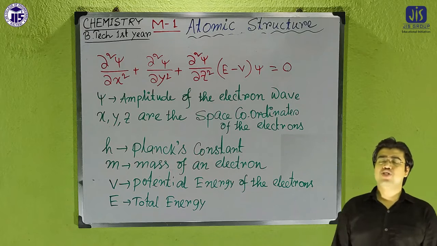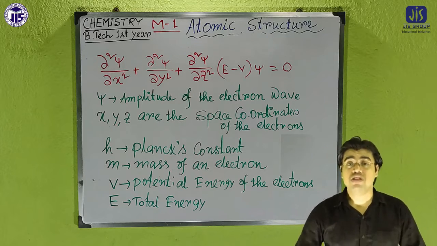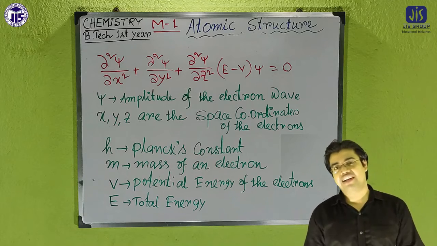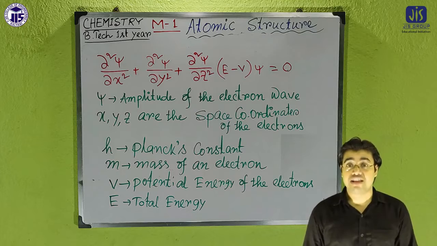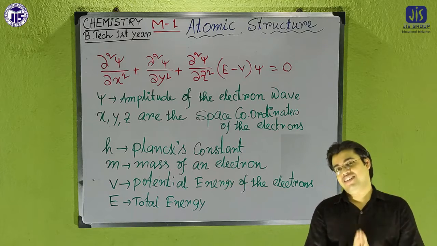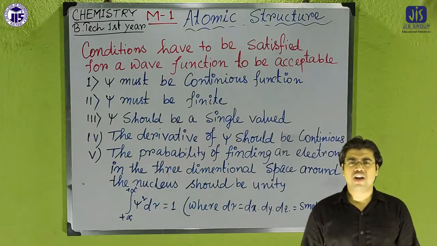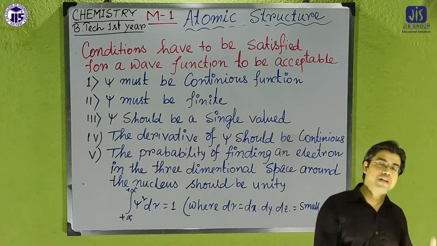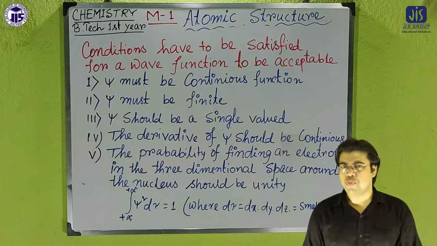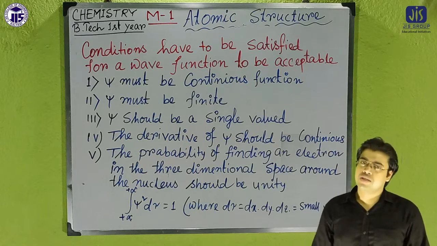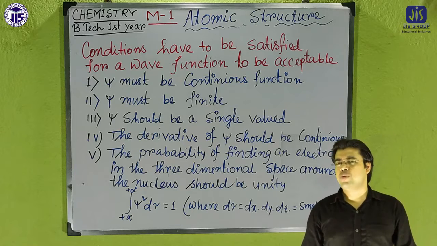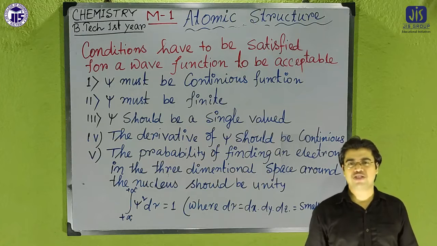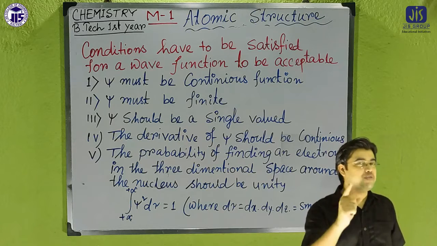Now psi is actually the electron density around the nucleus, like a wave. This is called the wave function, and generally we take it as the atomic orbital. Now there are some conditions to be satisfied for psi to be acceptable. So what are the conditions? Psi must be a continuous function, it should be finite, and it should be single valued. And the probability of finding the electron around the nucleus should be unity.